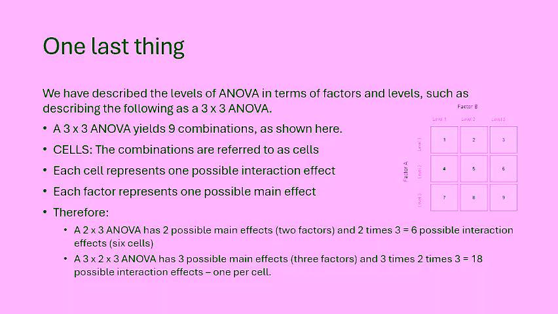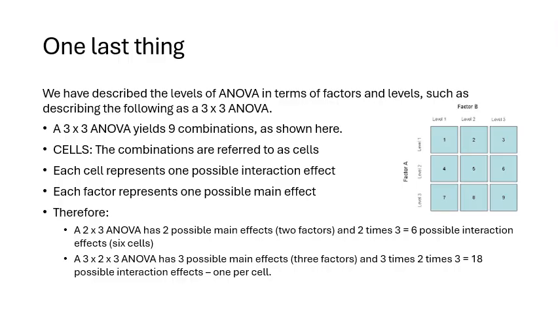A 3x2x3 ANOVA has 3 possible main effects, or 3 factors, and 3 times 2 times 3 equals 18 possible interaction effects, 1 per cell. And that right there is the end of this lecture.